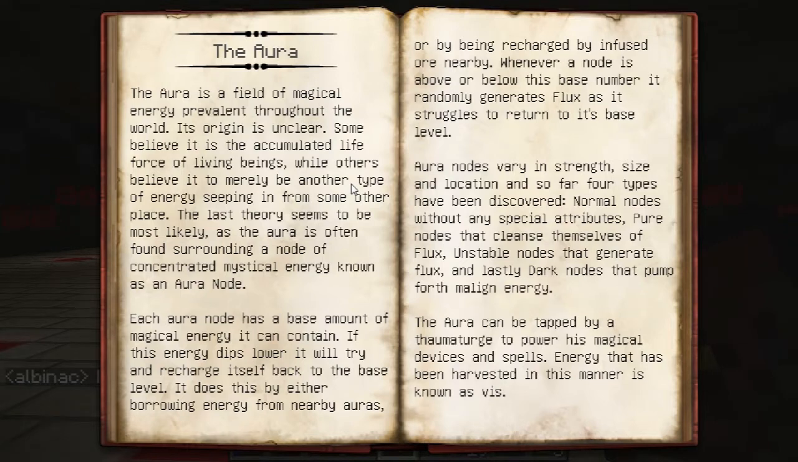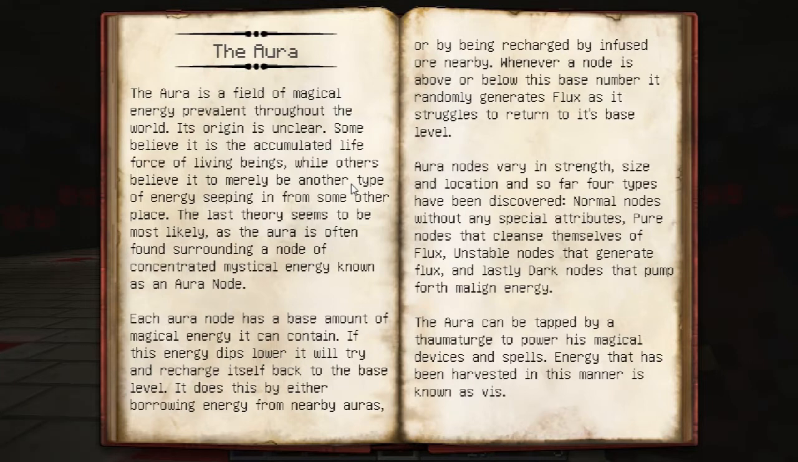Each aura node has a base amount of magical energy it can contain. If its energy dips lower, it will try to recharge itself back to the base level. It does this either by borrowing energy from nearby auras or by being recharged by infused ore nearby. Whenever a node is above or below this base number, it randomly generates flux as it struggles to return to its base level. All nodes vary in strength, size, and location, and so far 4 types have been discovered: normal nodes without any special attributes, pure nodes that cleanse themselves of flux, unstable nodes that generate flux, and lastly dark nodes that pump forth malignant energy.